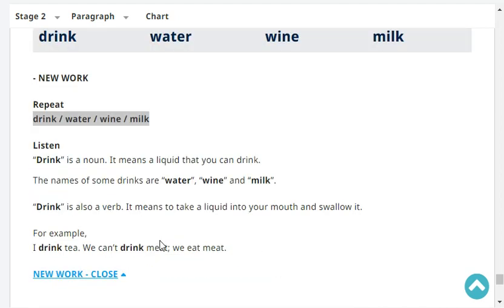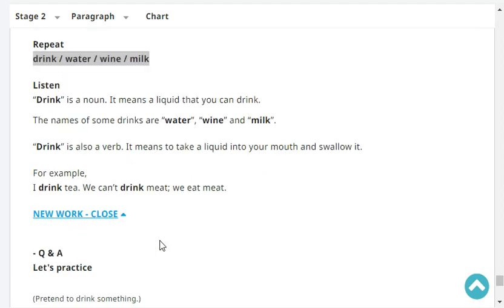Very good. Okay, listen. Drink is a noun. It means a liquid that you can drink. The names of some drinks are water, wine, and milk. Drink is also a verb. It means to take a liquid into your mouth and swallow it. For example, I drink tea. We can't drink meat. We eat meat.